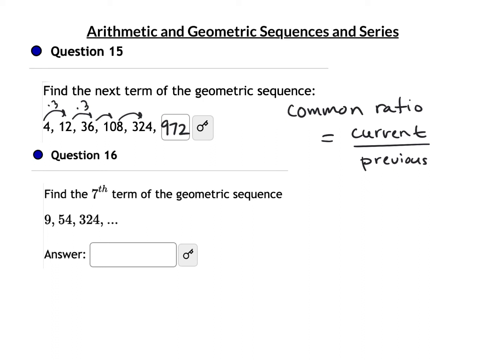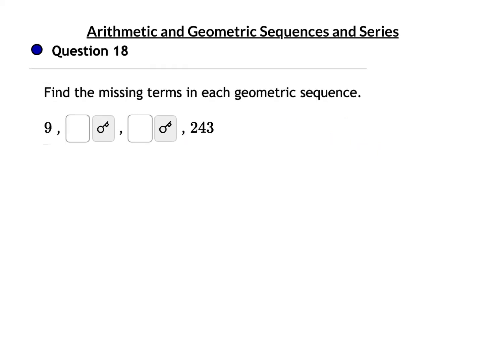To find the seventh term in a sequence, like number 16, all I need to do is understand we're starting at 9. Every time we move forward, we multiply by the common ratio. Take a current divided by a previous to find it in the sequence. 54 divided by 9 is 6. To get to the seventh term, because I'm at the first term when I begin, I only have to multiply by 6 six times. I'm moving 6 places from the first to get to the seventh. 9 times 6 to the power of 6 is a large number: 419,904.